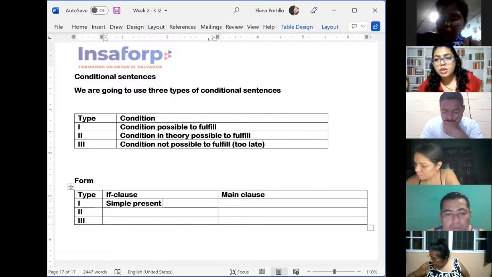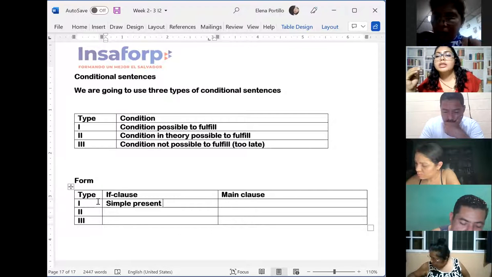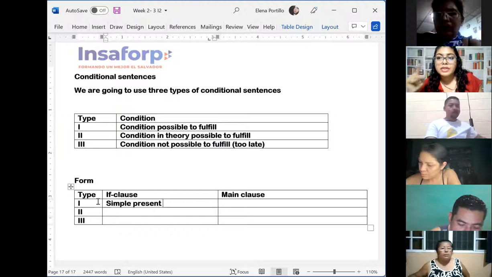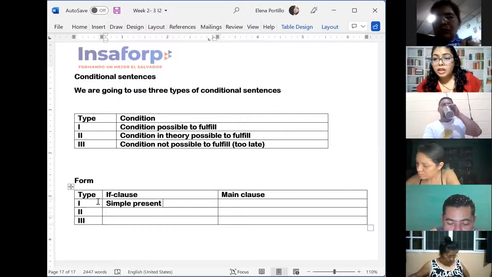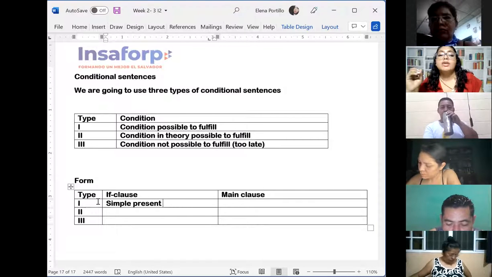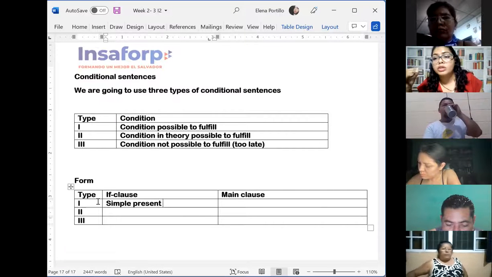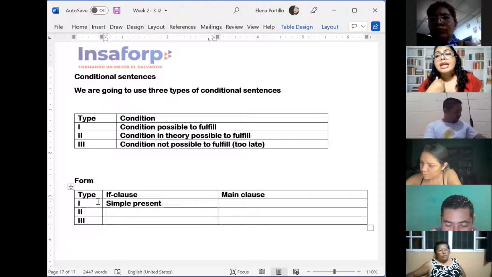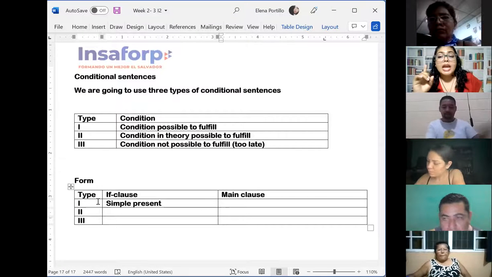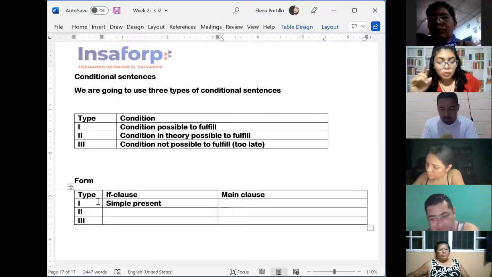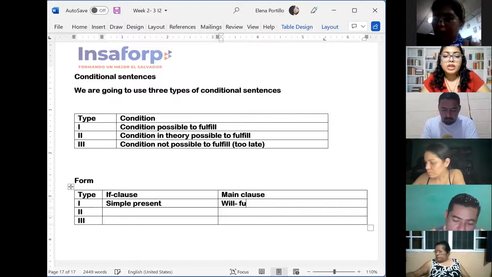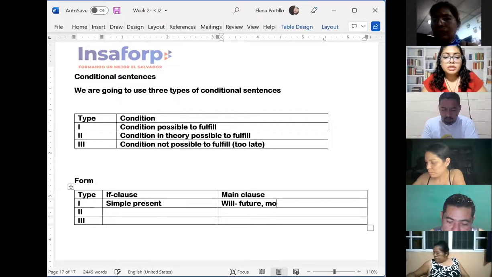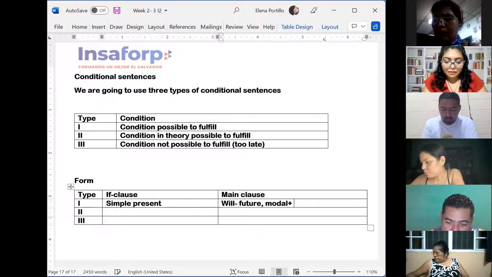In this case, we are not talking about examples. We are talking about the construction of these sentences. So the if clause, we are going to write the clause in simple present. And for the main clause, we are going to use will, that is talking about future, or we are going to use the modal plus infinitive.